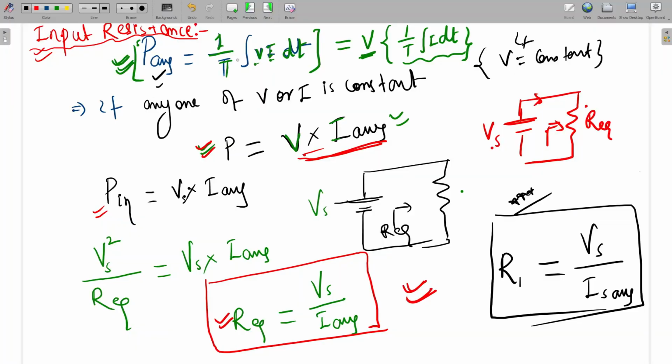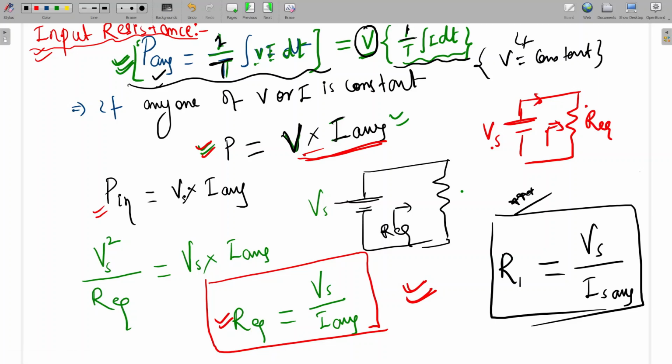V average power is equal to 1 by T integral of V I dt. Since the source voltage is constant, we can take the constant thing common. So I have taken V as common, and the other term is 1 by T into integral of I dt. This means the average of the current. So the DC buck converter input power will be V source into I average.